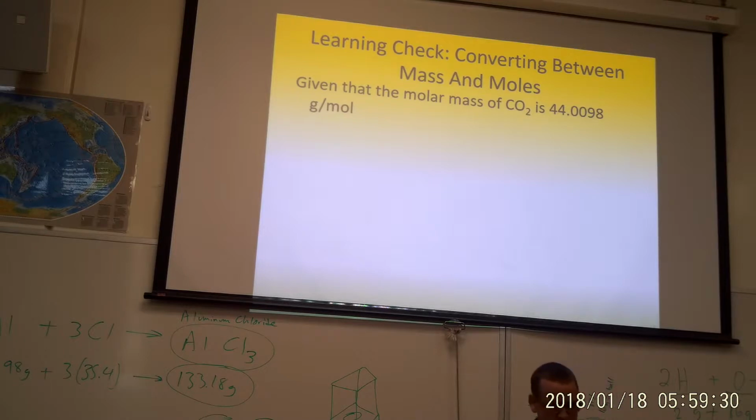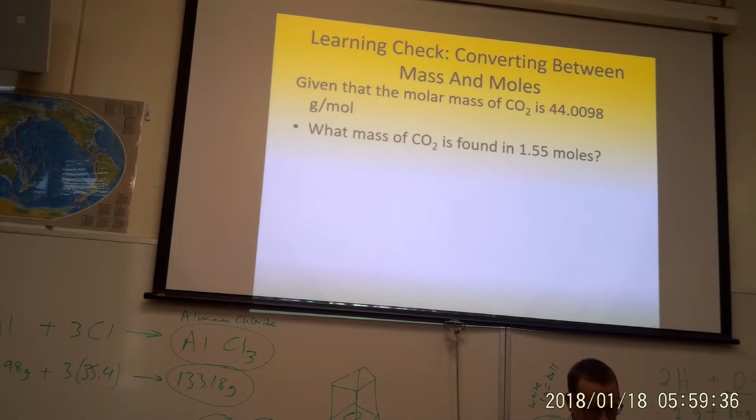So then, given that a mole of carbon dioxide is 44 grams per mole, what's the mass of carbon dioxide if I have 1.55 moles? If I have 1.55 moles, how many grams of carbon dioxide do I get?